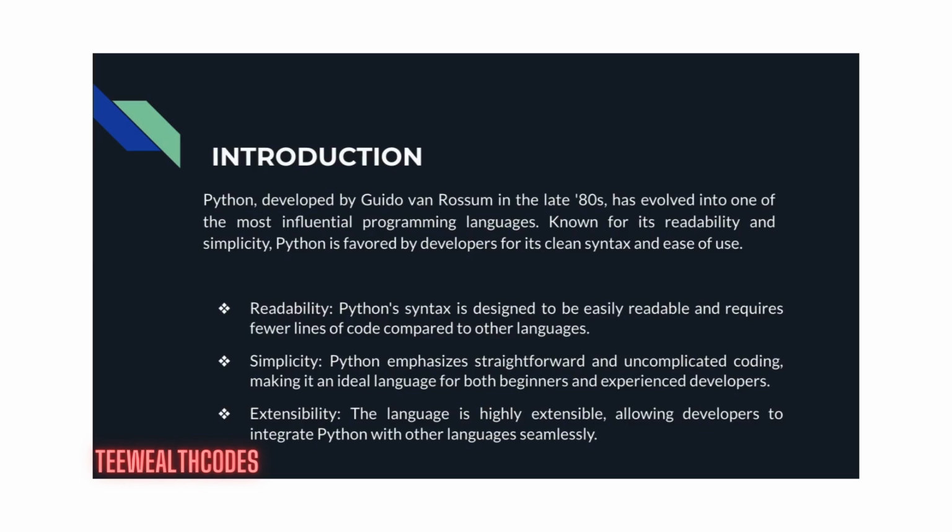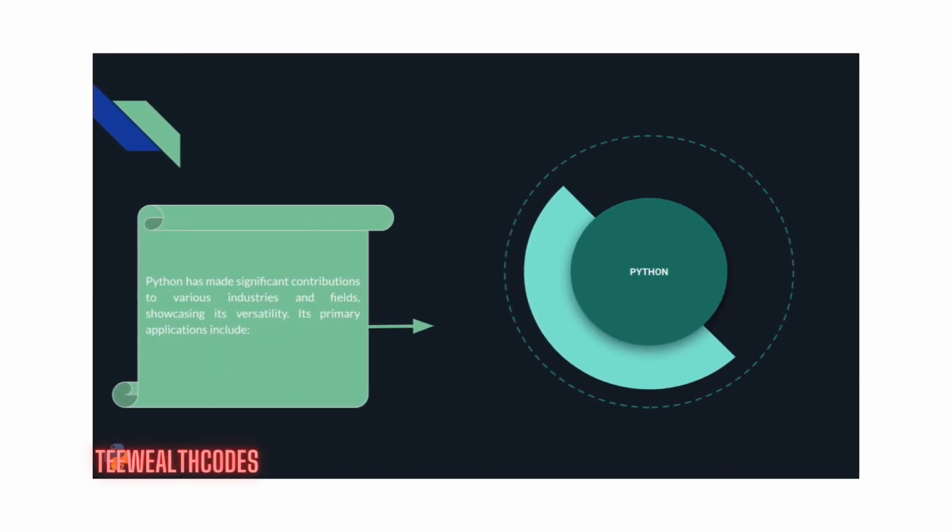Simplicity: Python is quite simple. It emphasizes straightforwardness and uncomplicated coding. You really don't know what Java is. You don't want to know. Then also extensibility. The language is highly extensible, allowing developers to integrate Python with other languages seamlessly. So that's one of the great things about choosing Python.